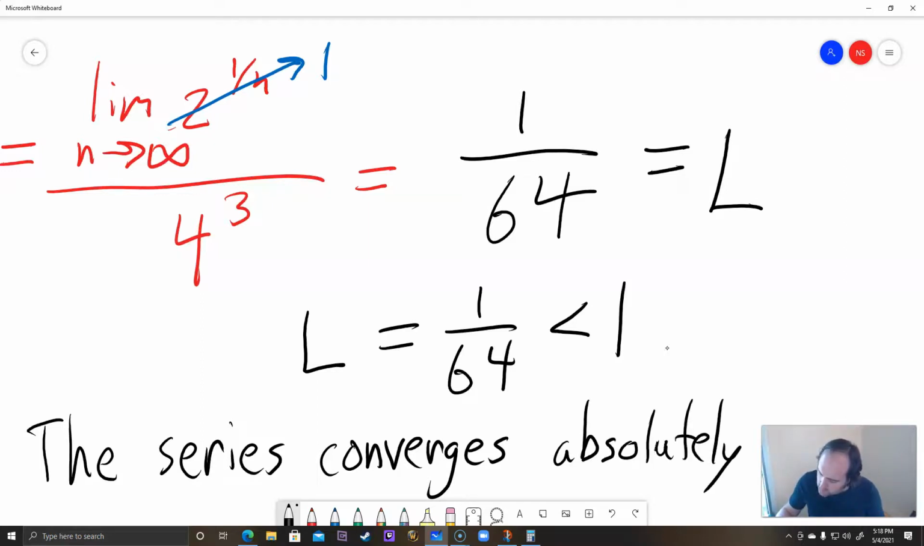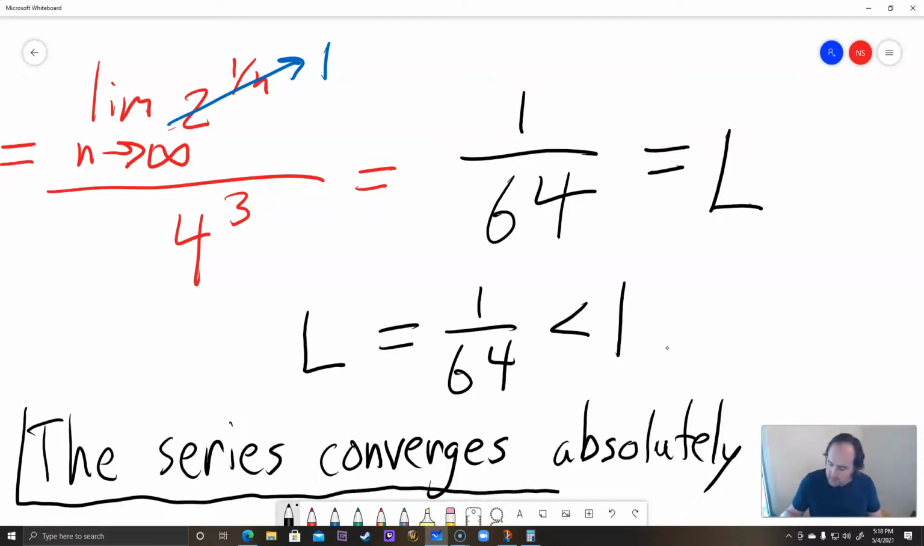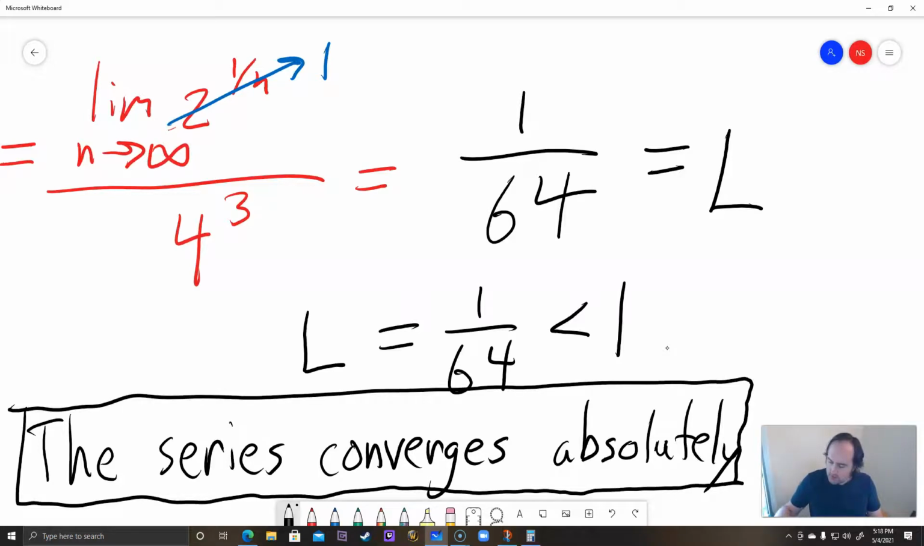And with the ratio and the root test, whenever you get L is less than 1, that means the series converges absolutely. Both of those have an absolute value in them, so that should help you remember that they converge absolutely. But remember, if it converges absolutely, it also converges. So if you wanted to, you could just say the series converges, and that would also be true. Okay? So that was a good second example.